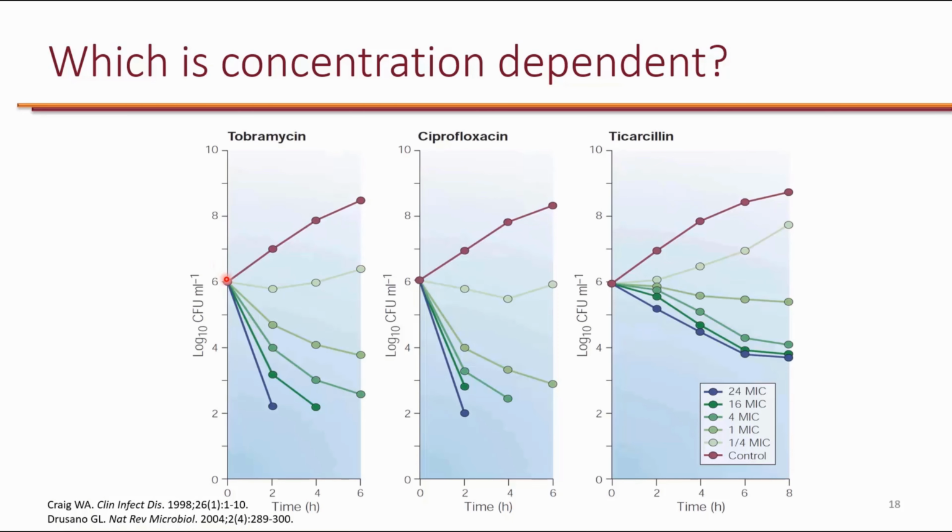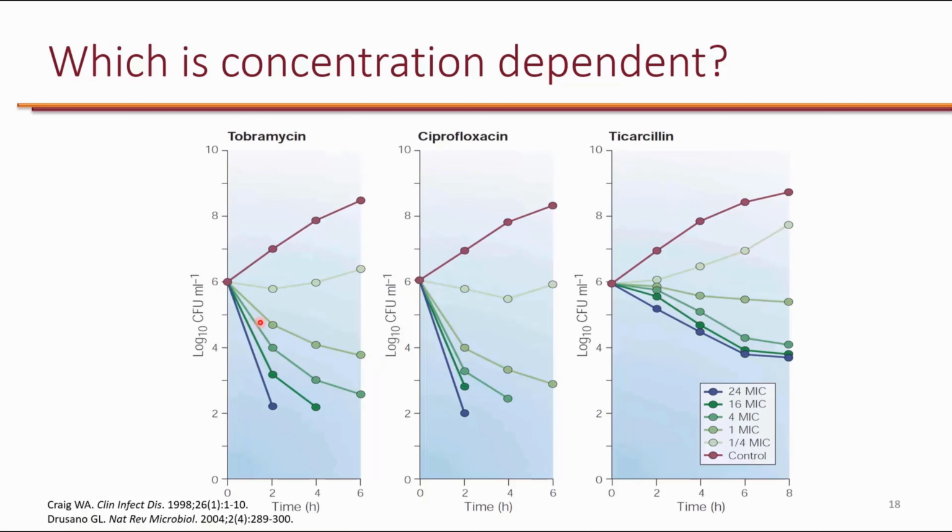So for example, on the left hand side, we're looking at the antibiotic tobramycin. So if we give a quarter of the MIC, as time goes on, you can see that the growth of bacteria slows down but doesn't completely prohibit it. Now if we gave exactly at MIC concentration, as you can see, as the time goes on, bacteria start to die. So the colony forming units start to drop.